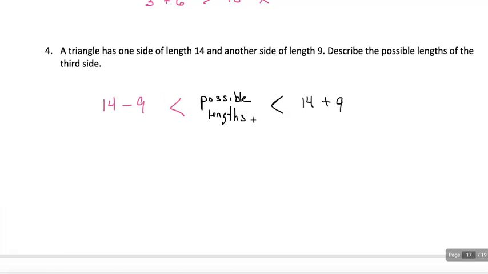Anything past that is not going to work. So 14 minus 9 is 5, and 14 plus 9 is 23. So as long as you pick a number between 5 and 23, not including 5, not including 23, so 5.2 works, 5.1 works, it has to be bigger than 5. So my possible lengths for my third side have to be bigger than 5 and less than 23. Pick any one of those lengths, and then you have a third side of a triangle.